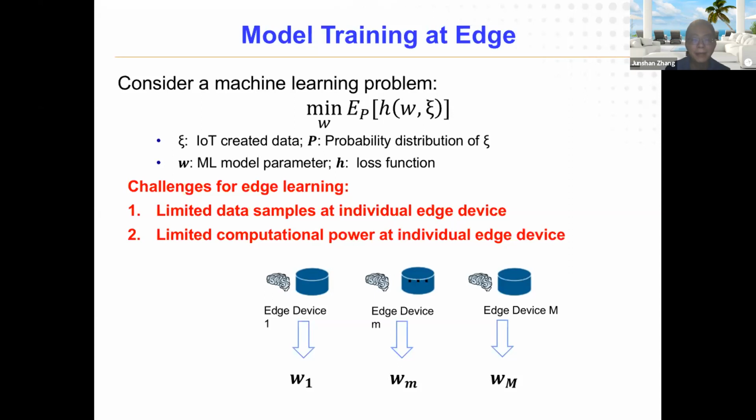Now, when we have this problem at the network edge, there are a few new challenges. Number one, although the amount of data at the network edge is humongous, for each individual edge device the available number of samples is limited. Number two, the computational power at the individual edge device is also very limited compared to the cloud data center. So if we had to train a model at each individual edge device, it's going to be very, very challenging. So what's the right approach? That's the question we've been thinking hard about over the past few years.